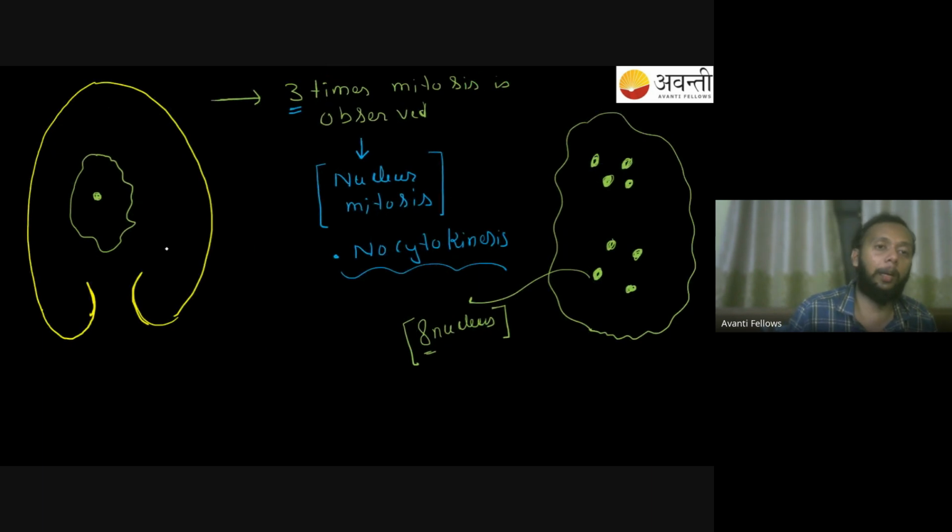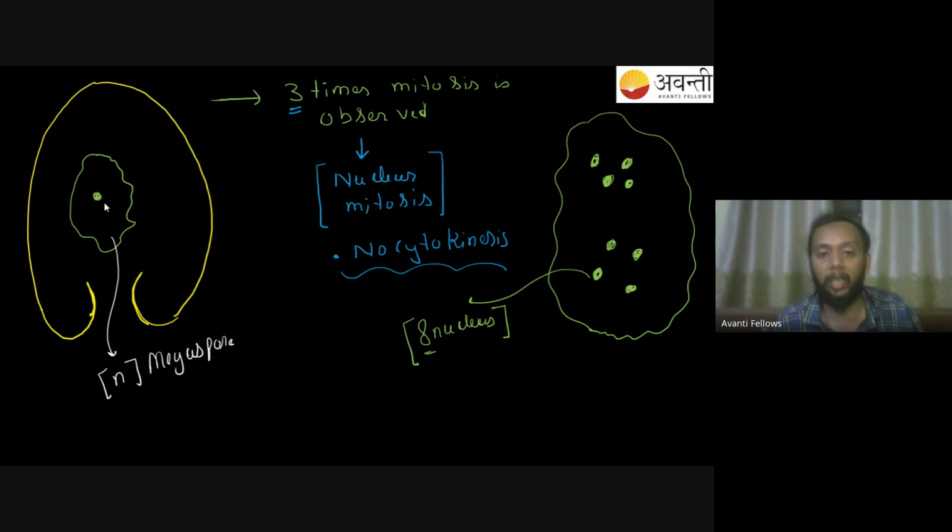Why haploid? Because they are coming from the megaspore, and the megaspore was always going to be haploid, because it is the outcome of meiosis. You know that now. So everything has been made from this, and whatever is formed here is going to be haploid only. So remember, a megaspore will undergo 3 rounds of mitosis, and that will be nuclear mitosis. That means cytokinesis will not be observed.